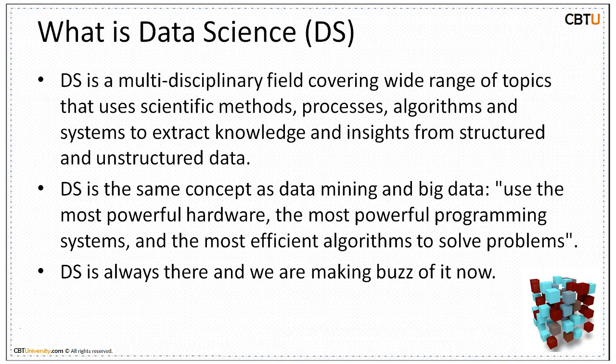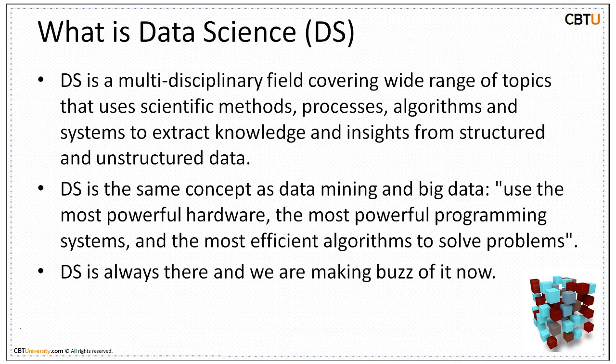Associated terms for data science are data mining and big data. The data to be analyzed may be a few gigabytes to petabytes and terabytes. The data may be available at a single location or spread across different geos. Based on the problem definitions, we need to have the right hardware, the right programming language, and the most efficient algorithm to solve the problems.